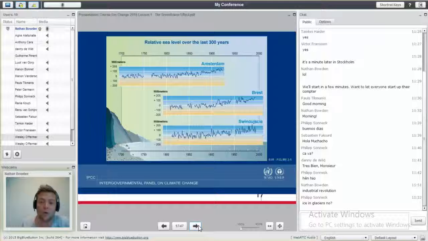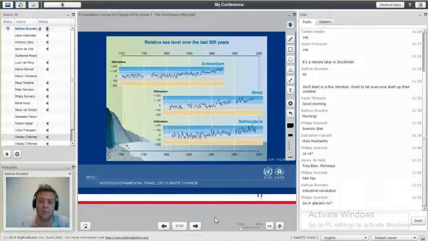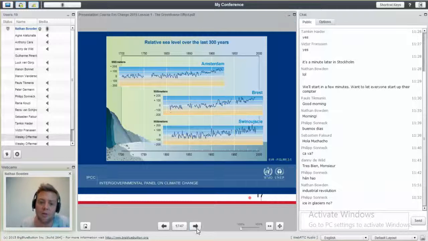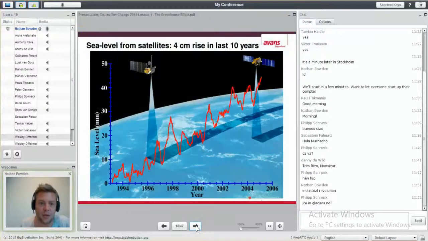Sea level has also risen. The oldest data comes from Amsterdam, Brest, and I'm sorry, I won't even try to pronounce that word, I think it's in Poland, where they've been monitoring the sea for a very long time for obvious reasons. These are very powerful sailing countries. And they've been measuring. And we've seen a stark increase of almost 2 meters since the 1700s, especially in the last 100 years.